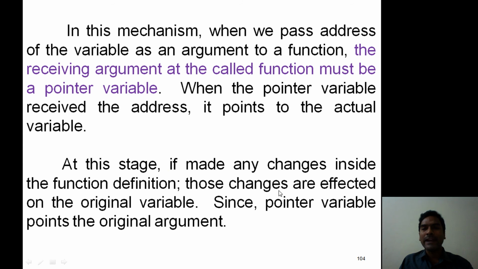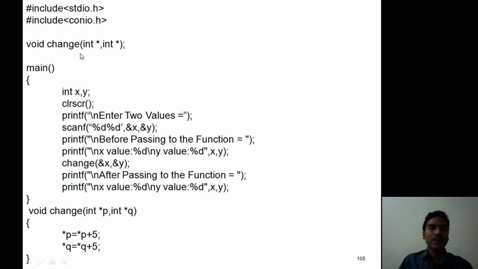Now, if we make any changes inside the function, all those changes are reflected on the original variable, since the pointer variable indirectly points to the original argument. Now observe this example: void change of two pointer variables, int asterisk, comma, int asterisk. The same main function, enter two values, x and y. Before passing, we are printing x and y values. Now the function call change of ampersand x comma ampersand y.